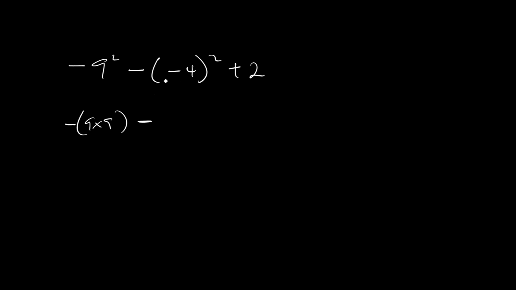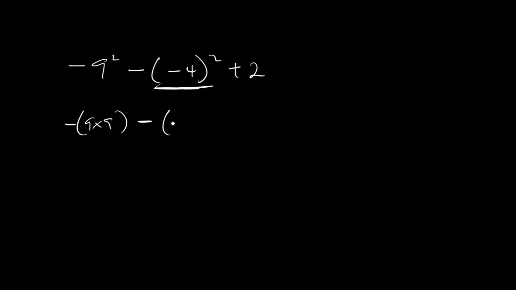So let's solve examples. Now, in case we have minus 9 squared minus 4 all squared plus 2. Now let's observe this question. With the first one, that's the first number, that is negative 9 squared. So this one, you will still get negative. This one is the same as negative 9 times 9. So minus.